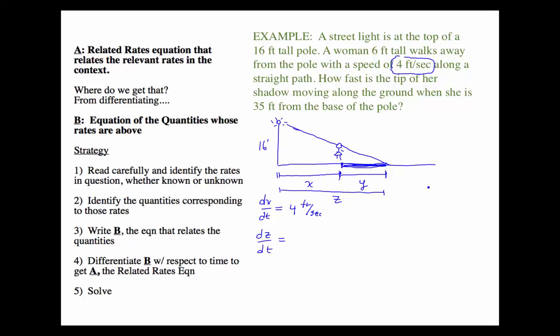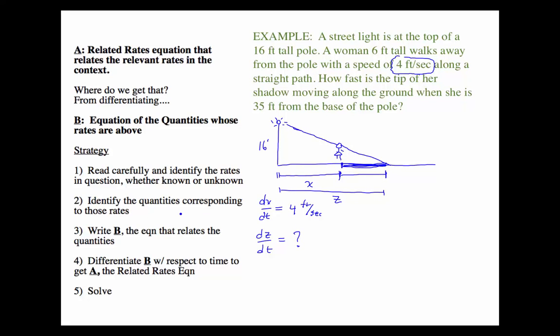If they ask how fast the shadow length is increasing, then we want dy/dt. But we don't want that, so I'm going to take that off because it's not really involved. We're just going to stick with x, how fast her distance from the light pole is increasing, and z, how fast the tip of her shadow is changing from the light pole. So that's our unknown.